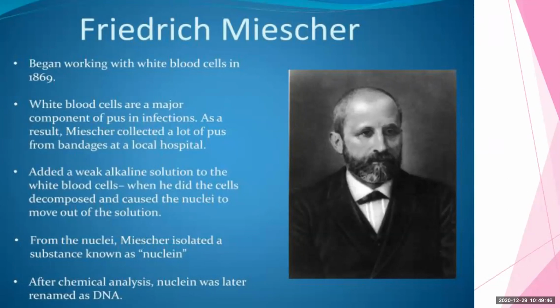From the nuclei, Miescher isolated a substance, and he called it nuclein, right? He found that there is some substance in the nucleus, so he named that substance nuclein. After chemical analysis, nuclein was later renamed DNA, right? So he was the first person. This is general knowledge also, students. So you should know he is Friedrich Miescher, who was the first person to find DNA from the cell. Okay.